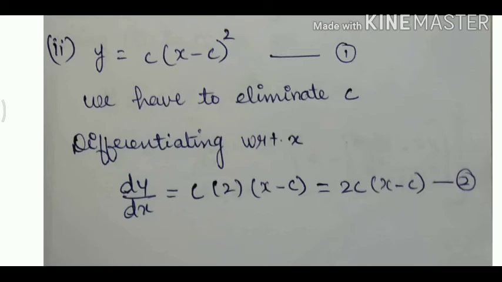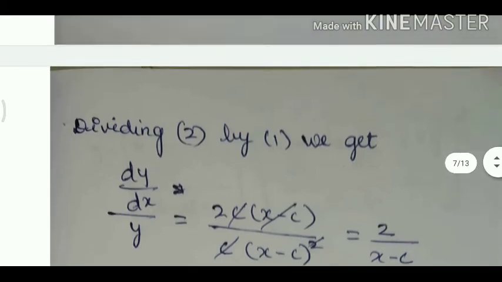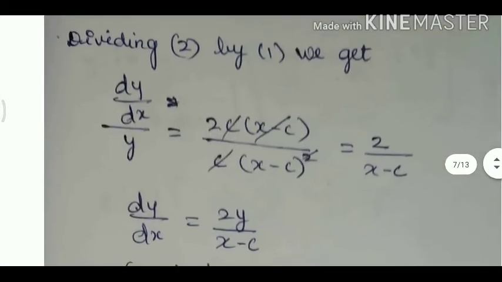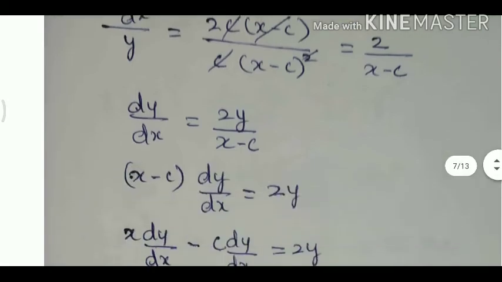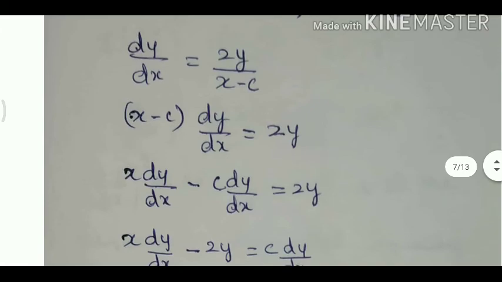So now we are getting two equations. Dividing these two equations, that is dividing 2 by 1, we are getting dy by dx divided by y equal to 2c into x minus c divided by c into x minus c. That is, the second equation divided by the first equation. You are getting 2 by x minus c. Now y is going to the right side. Therefore dy by dx equal to 2y divided by x minus c.